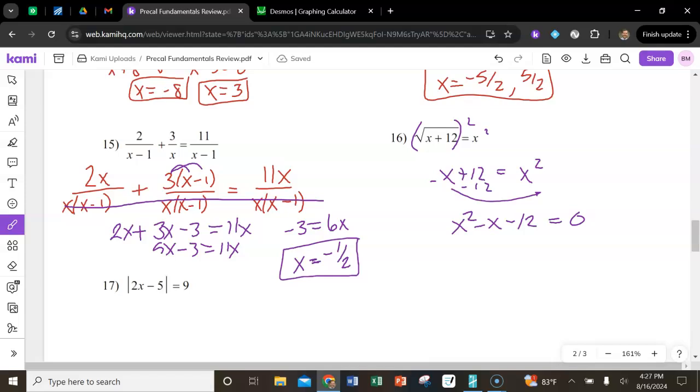I now have a quadratic. My options are still the same. I can either use the quadratic formula to solve this, or I can factor if it factors. It does factor nicely. x minus 4, x plus 3. And then we'll set that equal to 0.